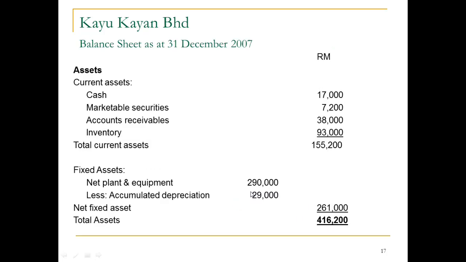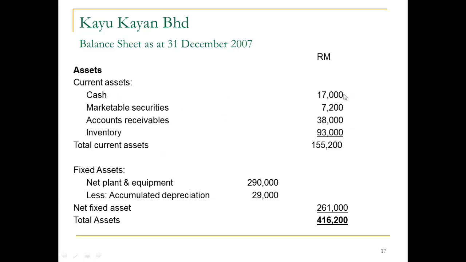43,800 ringgit. And the next one, we will look at the balance sheet for Kayu Kayan Berhad as at 31st December 2017. So basically, we have the asset portion here. The assets consist of the current assets and also the fixed assets, as mentioned in our previous class. In the current assets, we have cash, marketable securities, accounts receivable, and inventory. These are all examples of the current assets of a company. Basically, they are liquid, which can be converted to cash within 1 year.